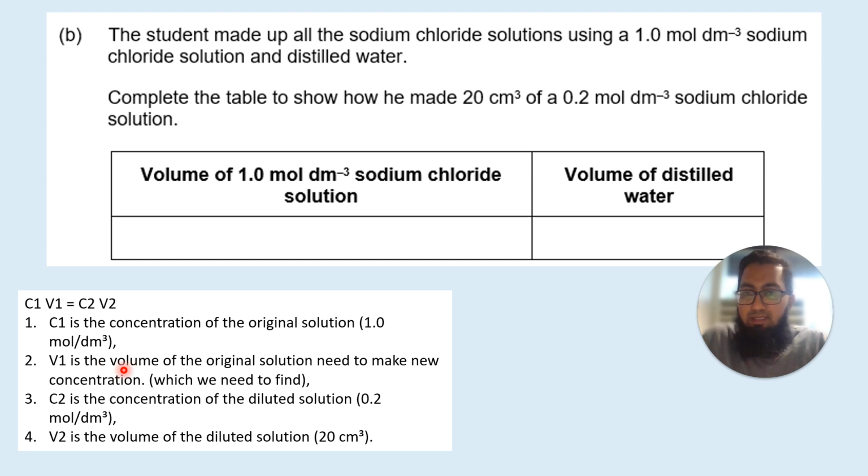And V1, what is that? It's the volume that is needed from the original to be added to the dilute solution. So I don't know about that. They are asking me to find that out. Can you see here? They are asking you to find the volume of the original stock solution that was needed to make the new concentration, that dilution. And we don't know how much was taken out.